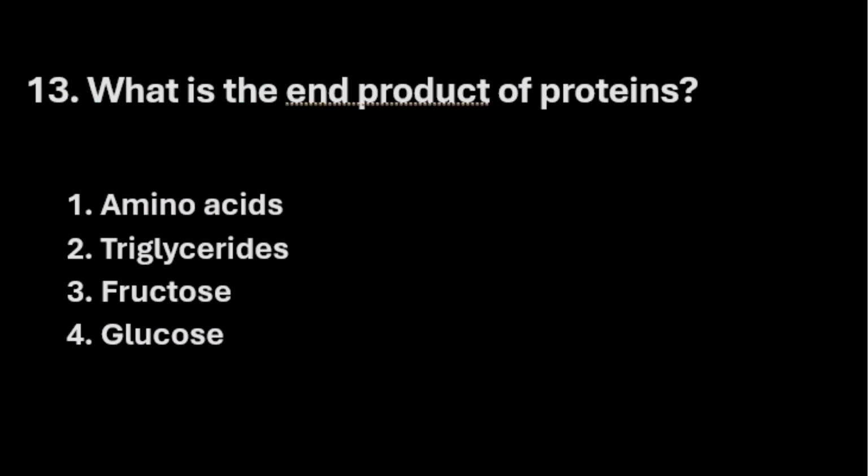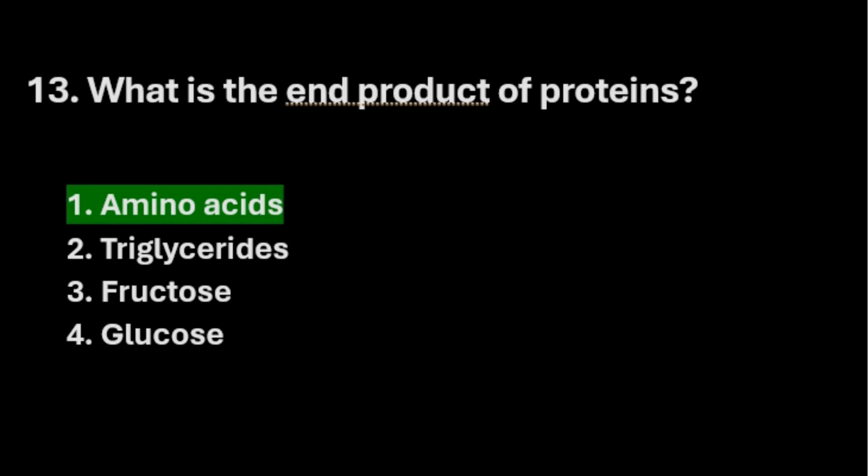Next question. What is the end product of proteins? Option 1, amino acids. Option 2, triglycerides. Option 3, fructose. Option 4 is glucose. Let us see the right answer. The right answer here is amino acid.